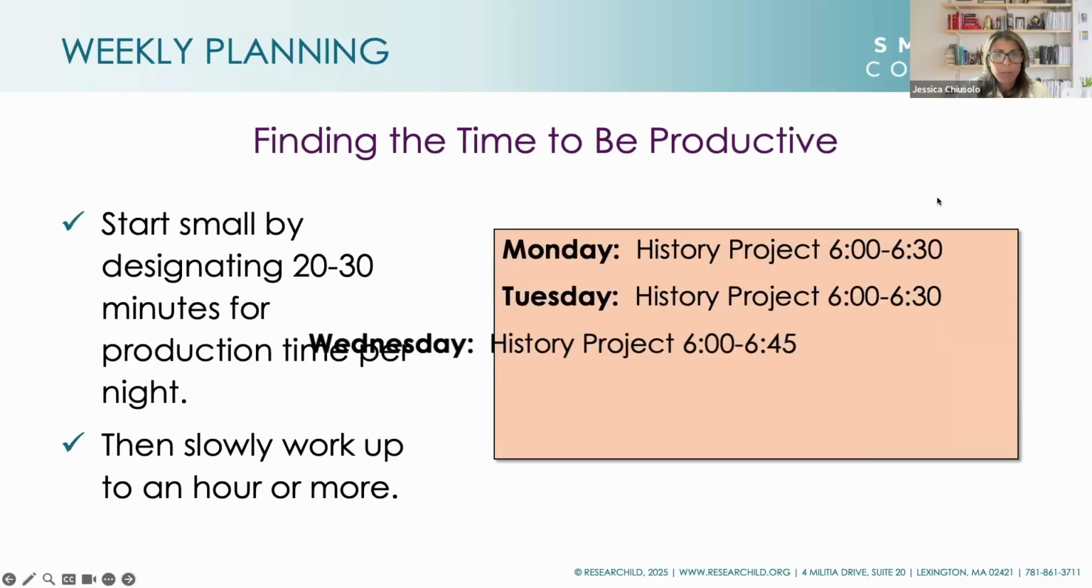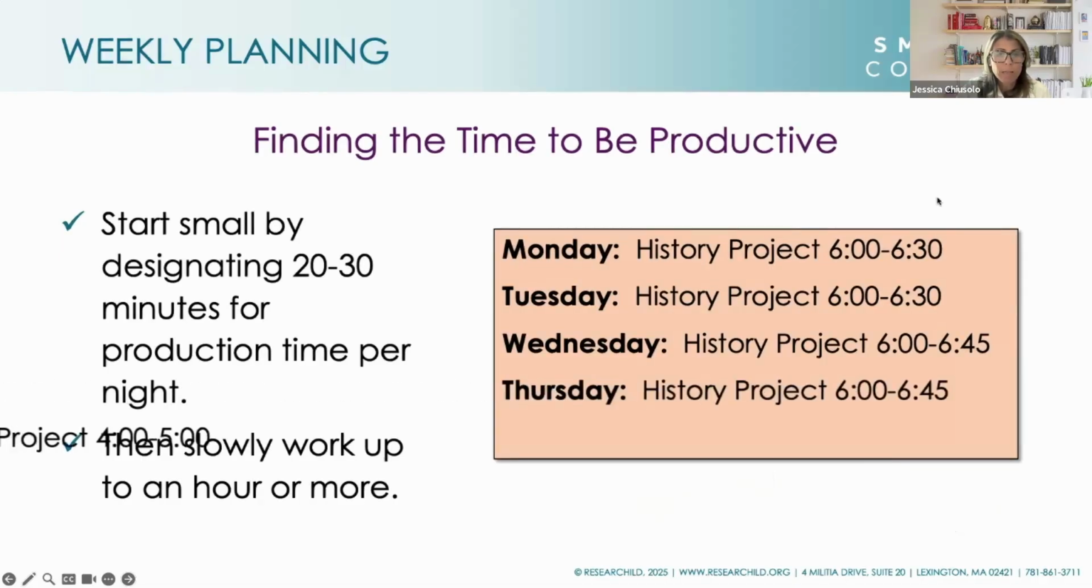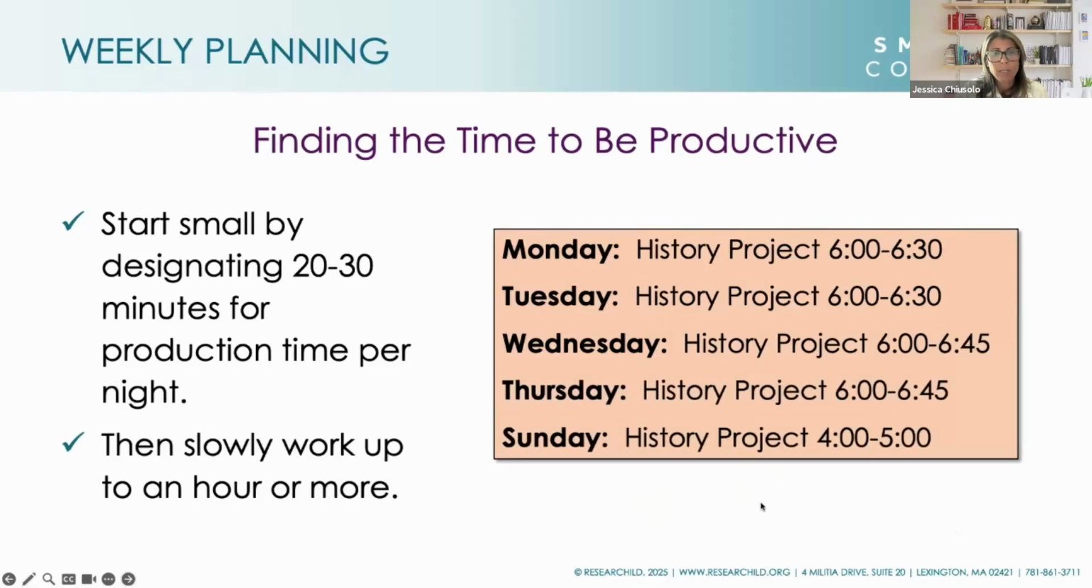I'm just giving you an example here. This student wants to set production time for these days of the week to work on a history project. They've started fairly small. This is fairly small for, say, a middle or high schooler, right? Half an hour. But then you can see it building, to 45 minutes to an hour.